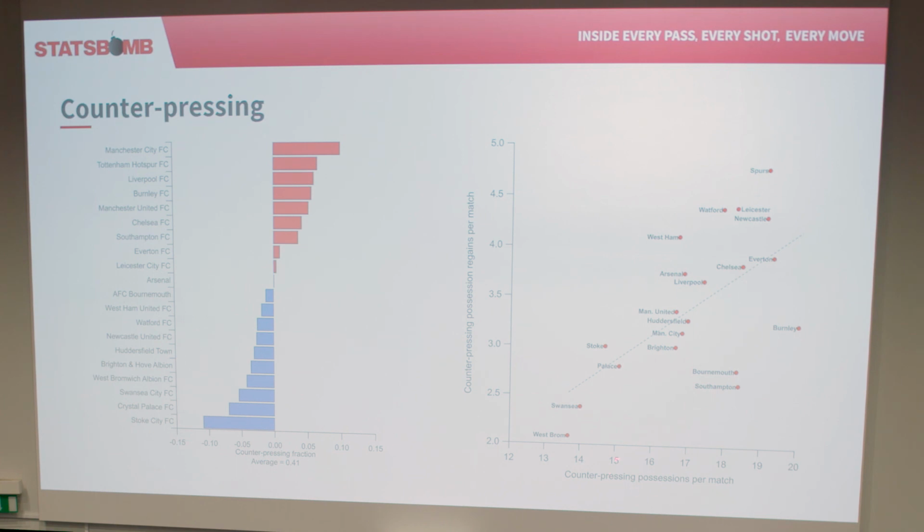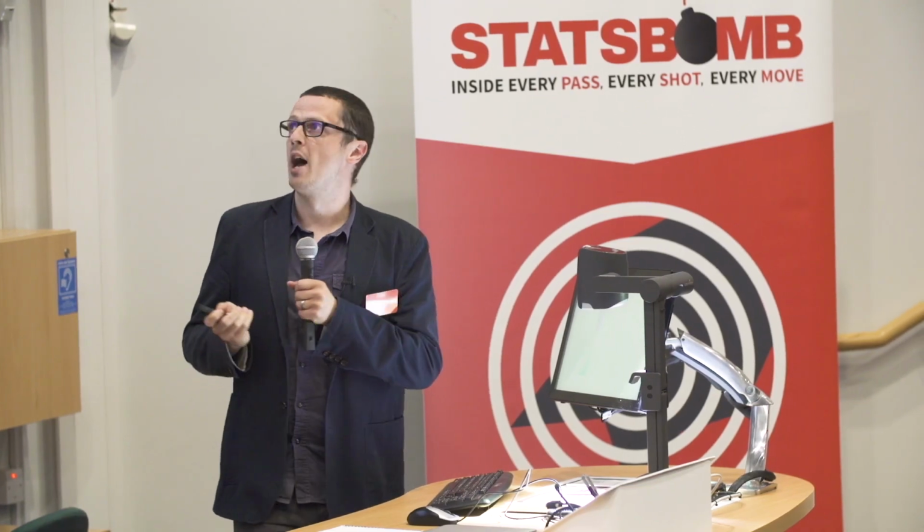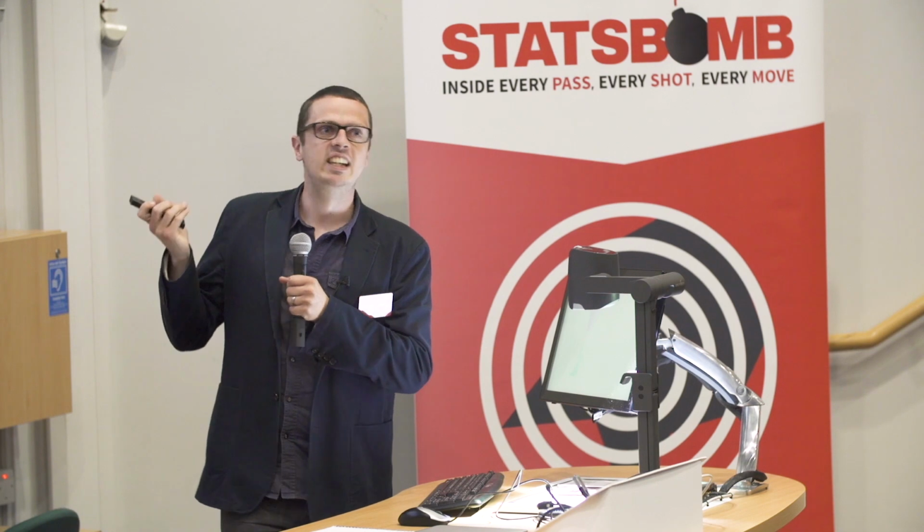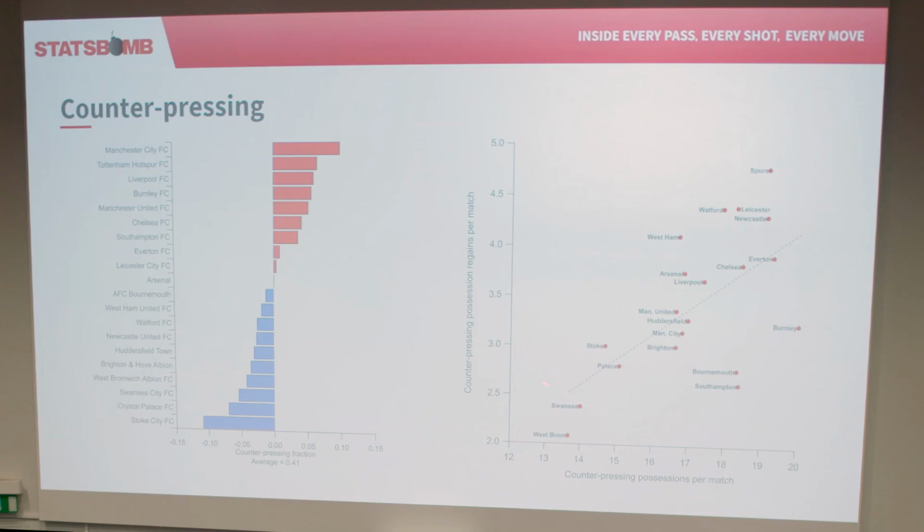So that's a successful counter-press in terms of winning the ball. And that's compared to counter-pressing possessions per match. So that's the number of possessions where you put pressure on within 5 seconds, but you don't necessarily win the ball. And we see that Burnley lead the league in terms of the actual intensity, the number of those possessions per match. But they win the ball a league average amount, basically. But then somebody like Tottenham have a similar number of counter-pressing possessions per match, but they lead the league by some margin in terms of actually regaining possession.